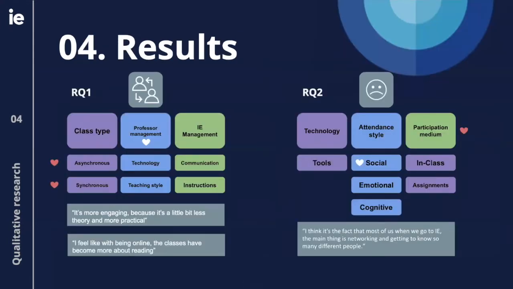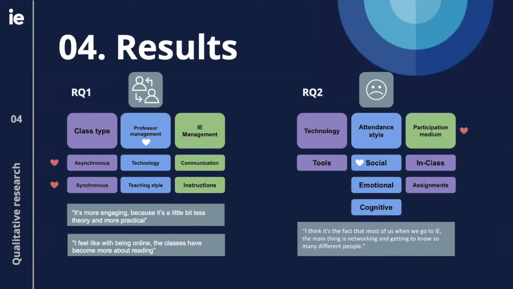After our thematic analysis, we came up with 3 code trees, which we've also translated into this diagram. For question 1, which is about engagement loss, we identified 3 different themes as our major key points. These are the type of class that the student is receiving, how the professor is managing both their class and the technology or tools used during the class, and finally, IE management. With this question 1, our main insight was that we could tackle professor management in order to increase student motivation in both asynchronous and synchronous classes.